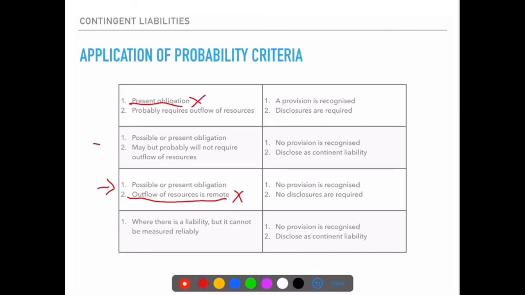So lastly, we'll look at the second one. It is a possible obligation. It probably will not require an outflow of resources, but it may. There's still a 30% chance that the restaurant will lose the case. Therefore, no provision is recognized. However, it must be disclosed as a contingent liability. I hope you now understand the basic concepts of contingent liabilities.